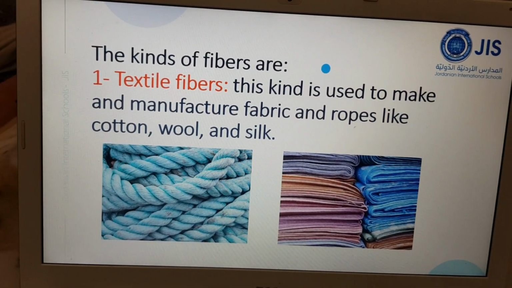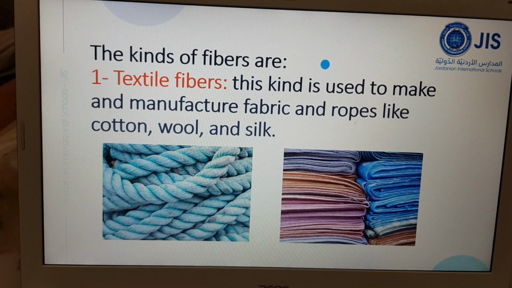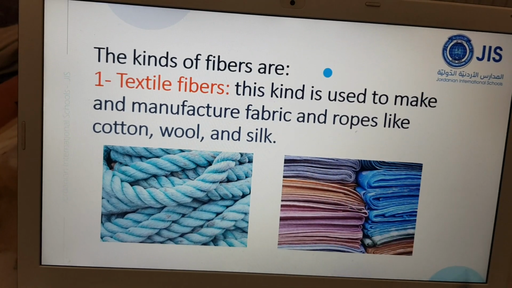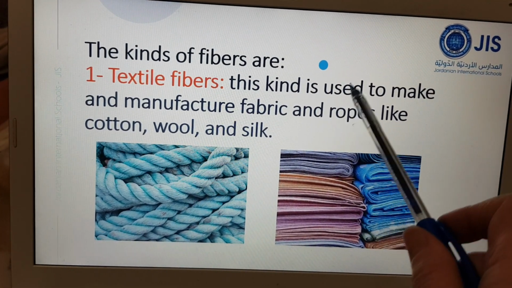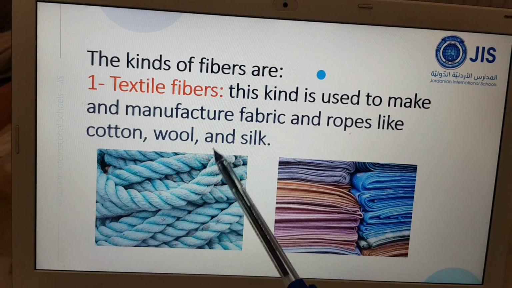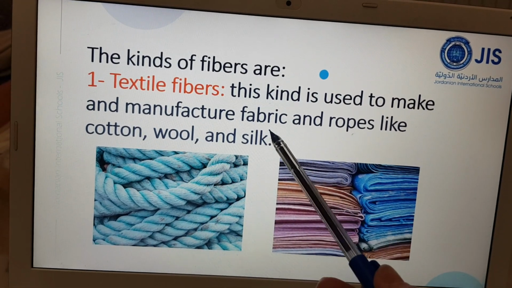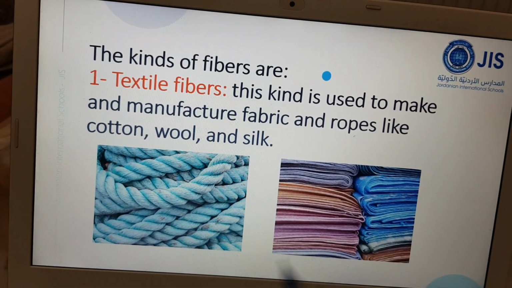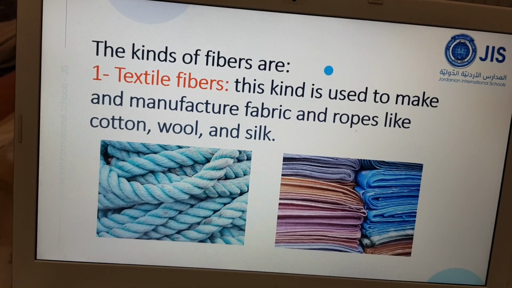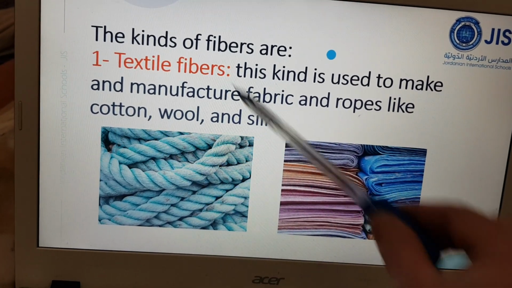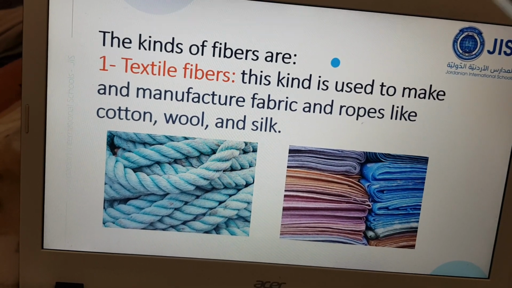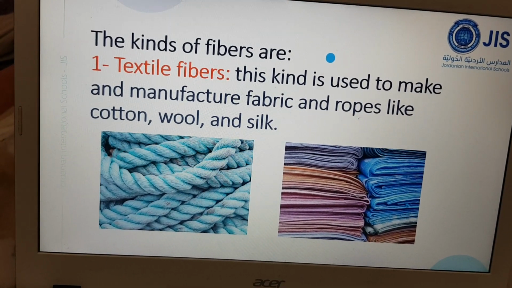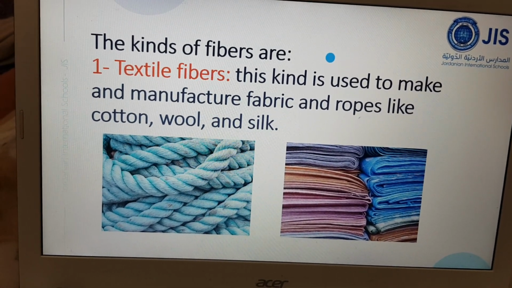Now, what are the kinds of fiber? The first kind is called textile fibers. What are textile fibers? It is the kind of fiber that is used to manufacture fabric and ropes, like cotton, wool, and silk. So this is called textile fibers. The fibers that are used to make fabric and ropes are called textile fibers.